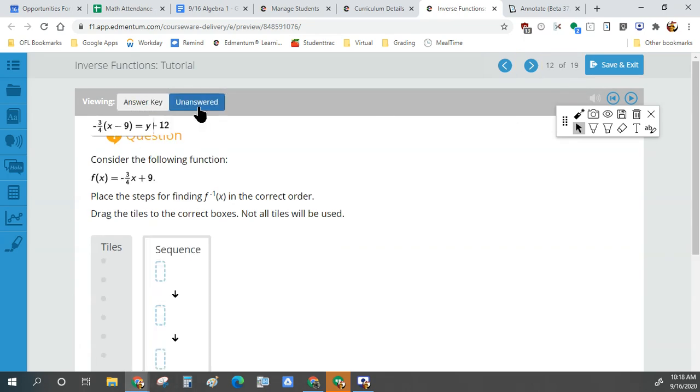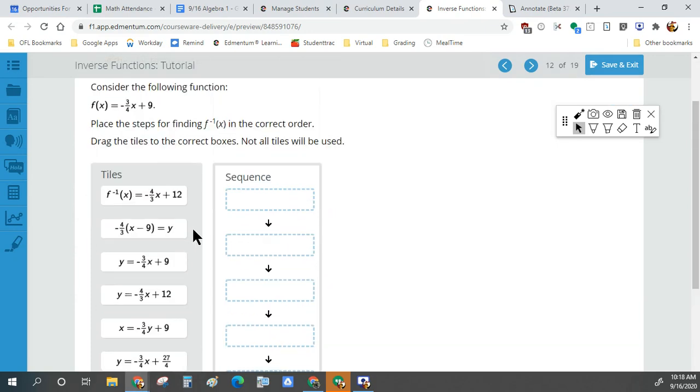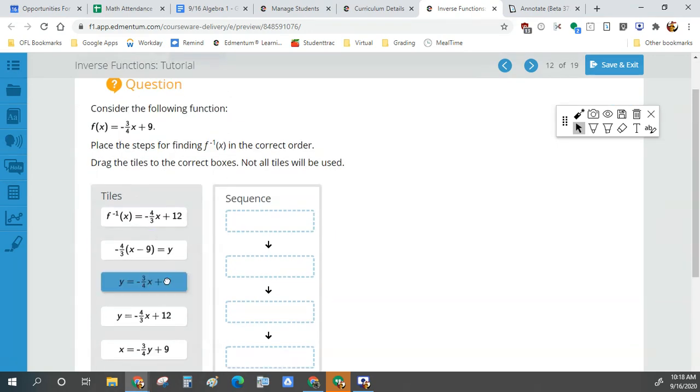All right, so let's see what we have here. So we're going to do our sequence. Our first step would be to replace this with y. That's this one right here. This is the exact same thing.